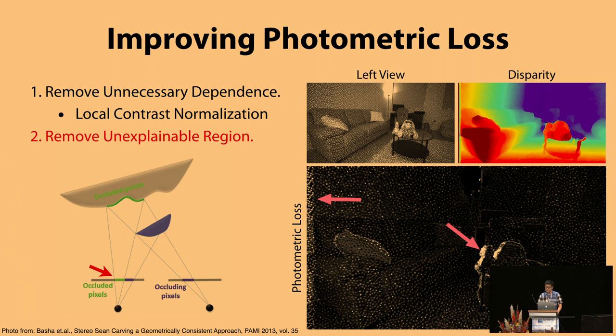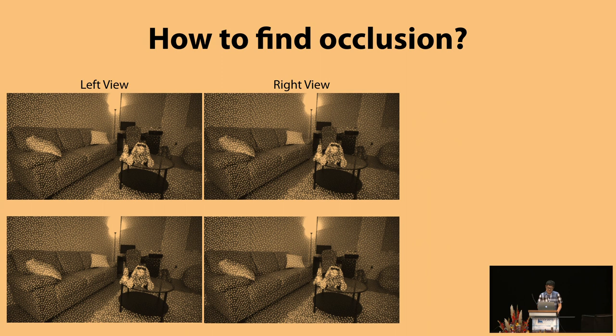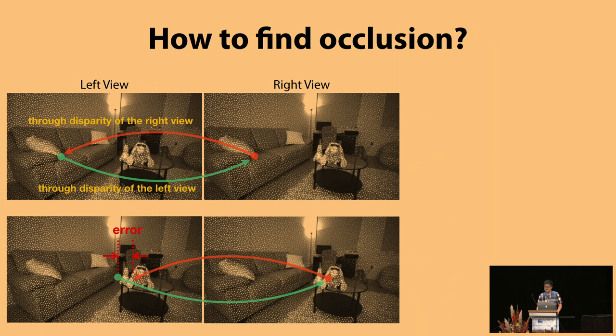But how to find these pixels automatically without ground truth? We use a loop-based check. So we first estimate two disparity maps aligned with the left view and the right view, respectively. Then a pixel in the left view can find its correspondence in the right view using one of the disparities, and then go back to the left view using the other. If a pixel is visible in both of the views, it should be able to go back to its original location or at least form a fairly close loop. But if a pixel is only visible in one view, it's less likely to form such a closed loop.